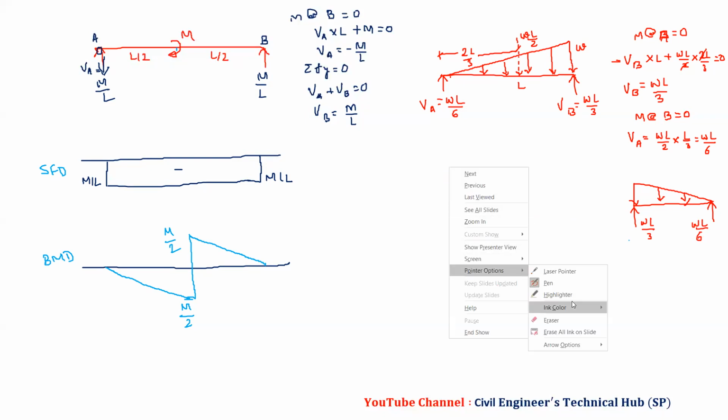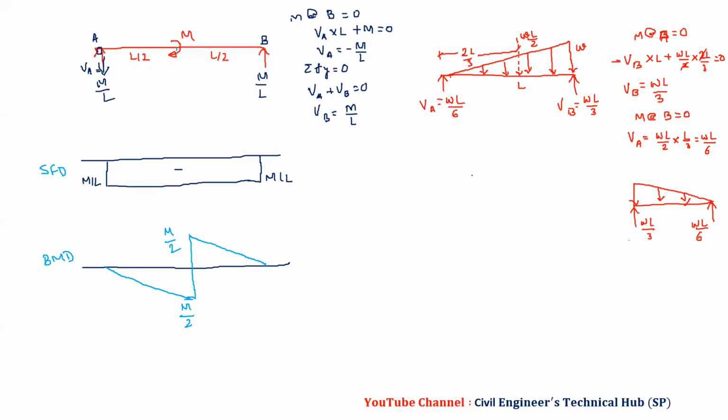So now we have SFD. We will go with SFD. We have to go up, how much? WL by 6. And this is x to the power 1. In SFD, as load increases, our slope should increase. And then we have this value as WL by 3. The slope should increase, and my curve will be in this fashion. Slope is increasing, and then it will be 0 over here.